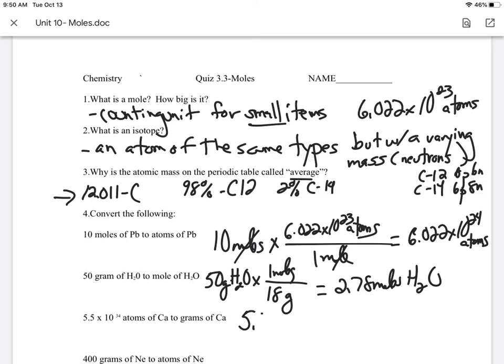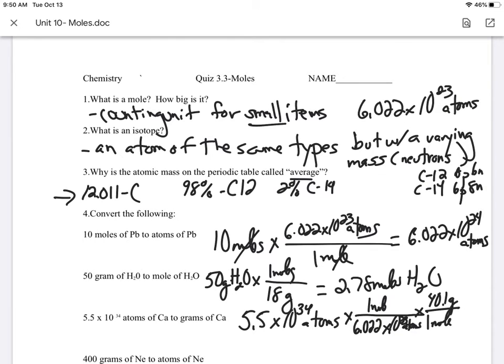One more on this page here. I've got 5.5 times 10 to the 34th atoms, and I want to convert that to grams. So this is of calcium. Well, I know that 6.022 times 10 to the 23rd atoms is 1 mole. And I know that when I look up calcium, 1 mole is roughly 40.1 grams. Actually, let me go back here. It is rounded to just 40 grams. We'll just keep that at 40 grams.